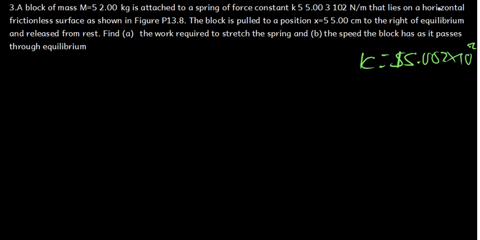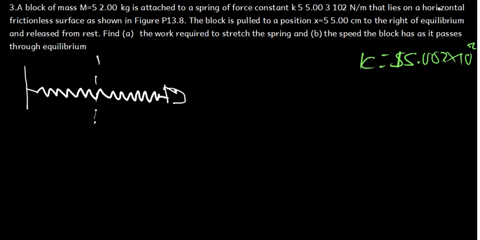Although there is no diagram here, it's okay. So the block is put to a position of x equal to 55 centimeters to the right. So let's have the spring. They're saying that this is the equilibrium position, so it has been put at x equal to, from here all the way to this point here is just basically 55 centimeters. And then the mass of this block is just basically 52, and then the k value we have been given.